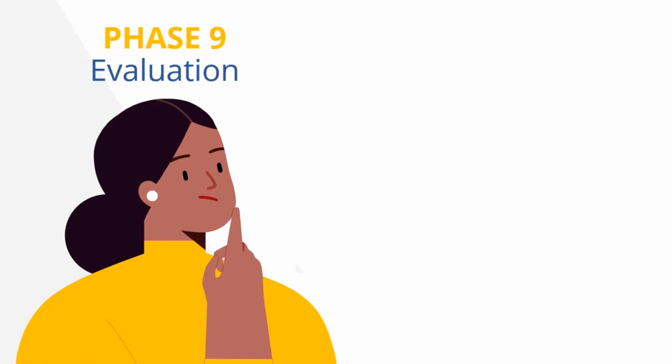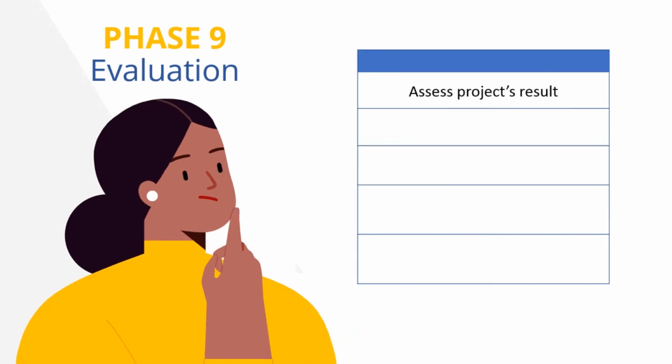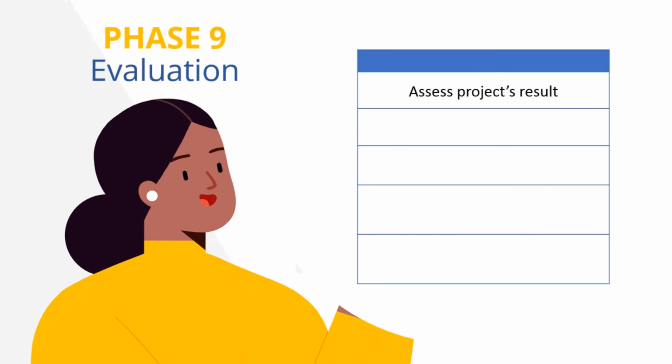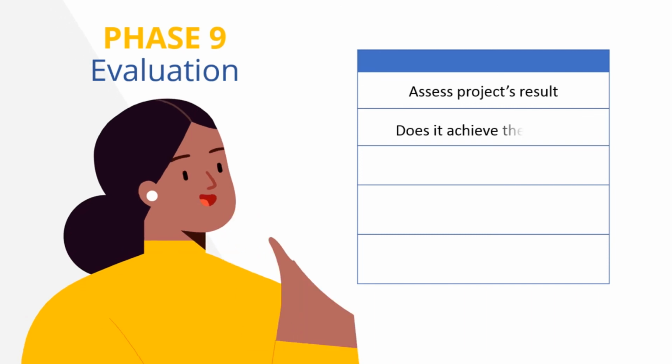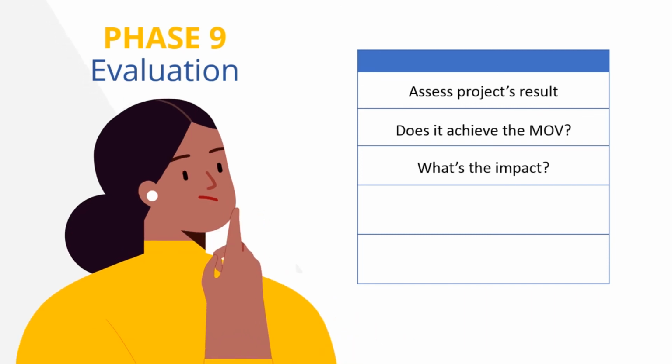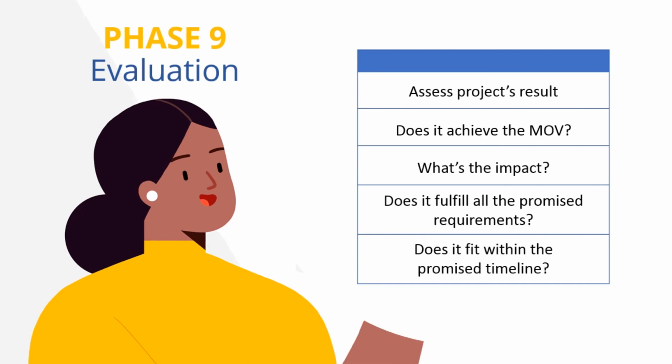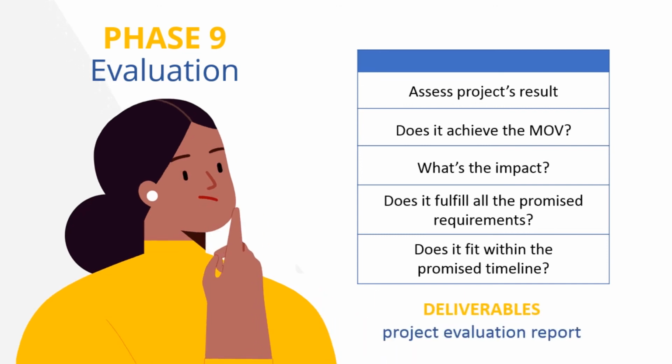The last phase is evaluation. This is usually done after a certain period of time has passed. The project team gathers and assesses their project's result. Does it achieve the MOV? Does it fulfill all the requirements? Does it perform as well as expected? These questions will need to be answered by the project team in a document which will be collected as a deliverable.